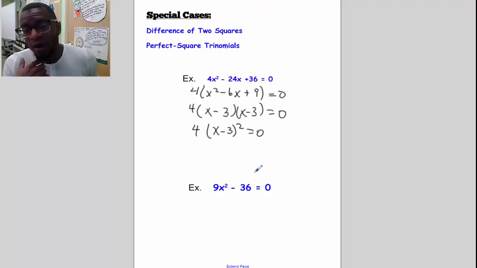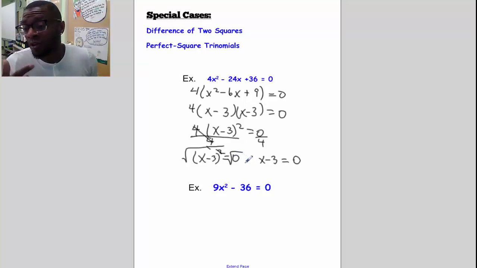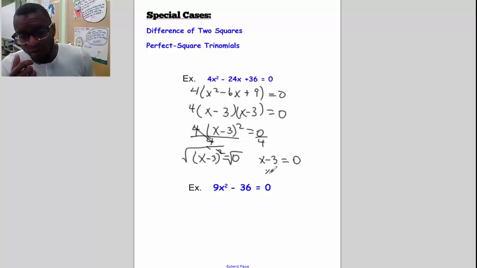Now remember, we went over how to solve this in the very first lesson. We're going to solve it just like an equation. So I have x minus 3 squared equal to 0, since 0 divided by 4 is 0. And I'm going to take the square root of both sides. So I get x minus 3 is equal to 0. Remember, whenever we have a square root, we are supposed to put the plus or minus, but there is no plus or minus 0, so we just put 0. Now we solve this, and we get x is equal to 3.